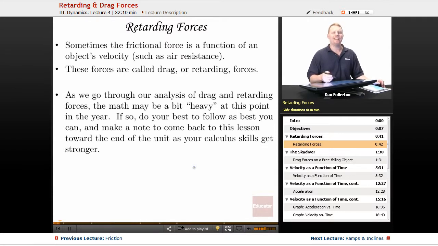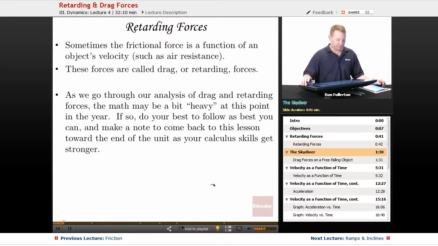Now, as we go through our analysis of drag, this is going to be our first lesson in a while that's going to get pretty heavy into the math and calculus. Probably seeing some things, if you're taking calculus concurrently, where you're seeing it in physics before you might in calculus. That's okay, it's not uncommon. Do your best to stick with it, and then come back to this lesson later on once you're a little bit more solid on the calculus and some of the integration we're going to be doing. So that's not uncommon at all. If you leave this lesson a little fuzzy, that's okay.